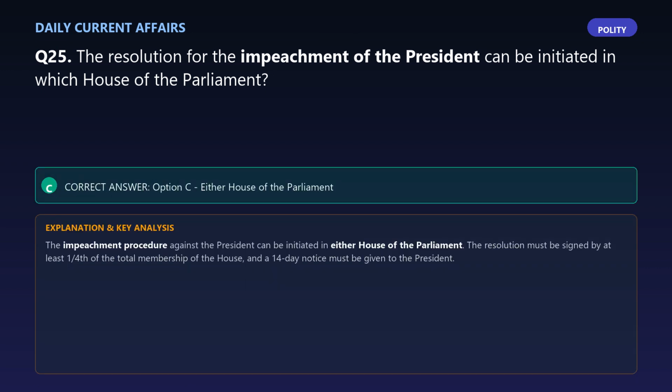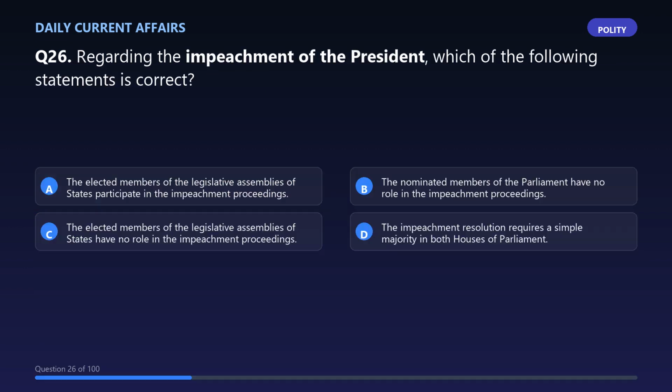The correct answer is option C, either House of the Parliament. Explanation. The impeachment procedure against the President can be initiated in either House of the Parliament. The resolution must be signed by at least 1/4 of the total membership of the House, and a 14-day notice must be given to the President. Question 26. Regarding the impeachment of the President, which of the following statements is correct?